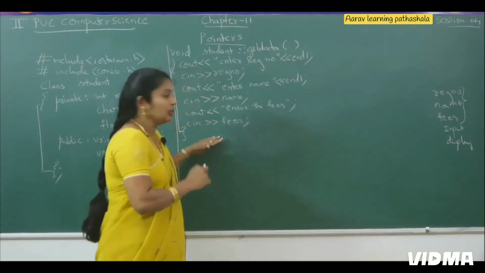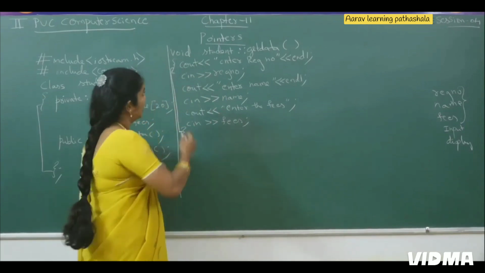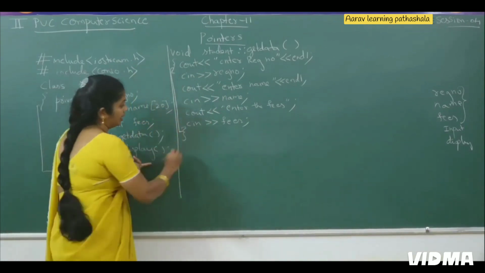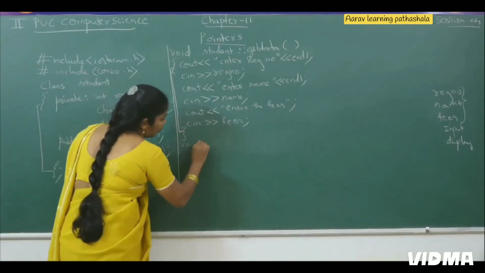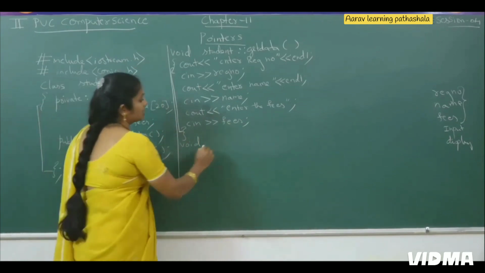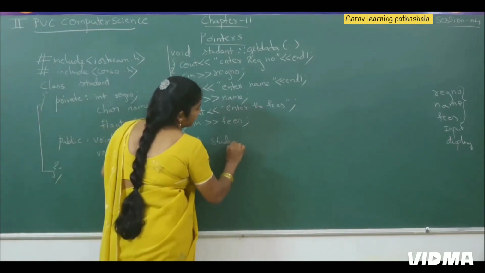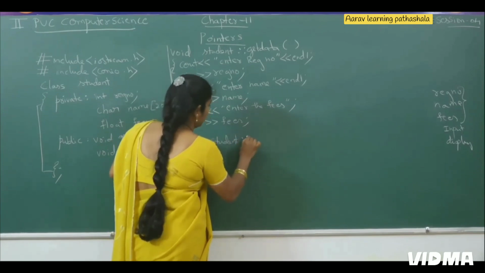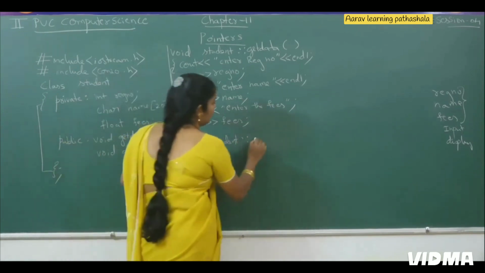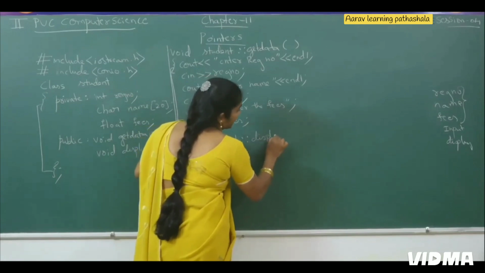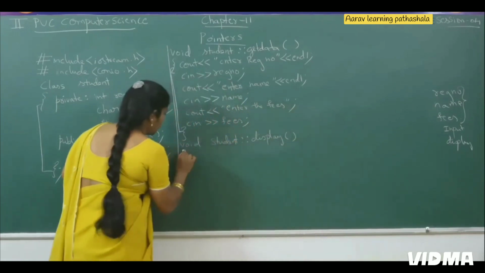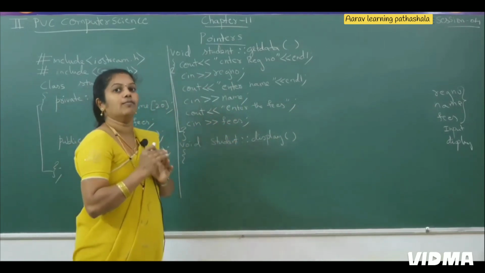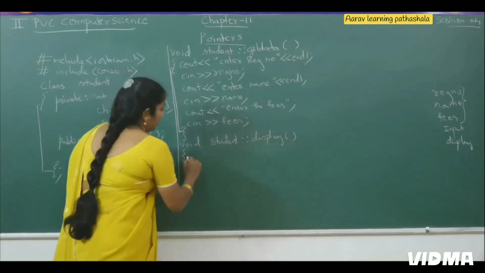Next we want to display all these three values. Then the display function we have to write. How to write? The return type is void. Next the class name is student. Here write down the scope resolution operator. Now the display function. Now what do we want to do? We want to display all the values one below the other.